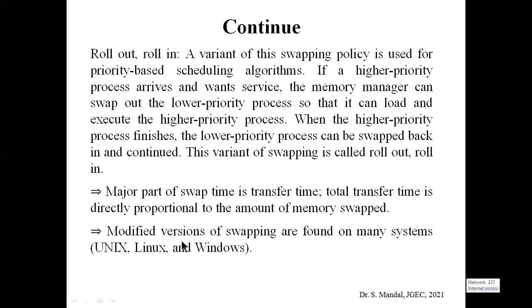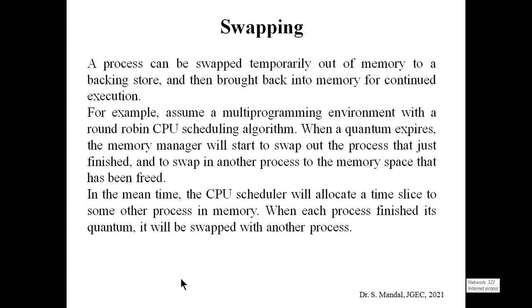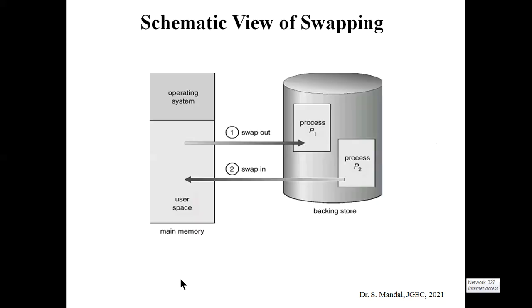Modified versions of swapping are found on main systems like Unix, Linux and Windows. But the main problem is that during the swapping process, we need to copy the content of the process, like data and other things, into the secondary memory. That means it takes lots of time. At that time, the CPU becomes idle and does not actually work. So this is the concept of swapping.